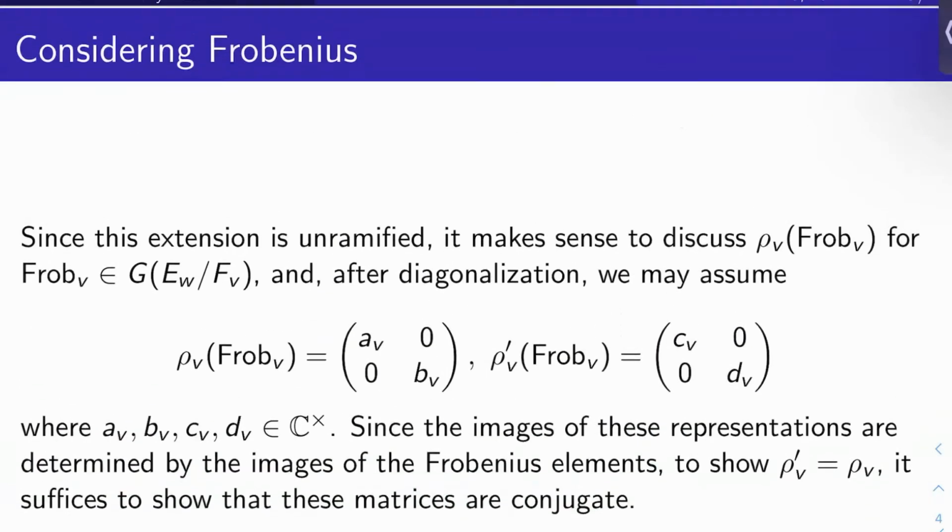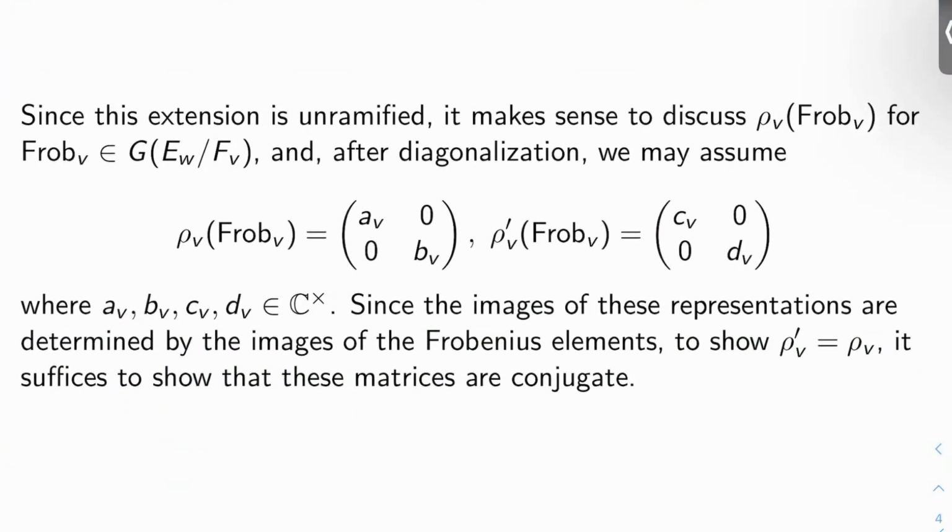Great. Perfect. Now this extension is unramified, so it makes sense to talk about things like rho sub v of Frobenius at v, for Frobenius at v in the Galois group of E sub w over F sub v. Okay, and the other thing is I can diagonalize. I can just assume rho sub v of Frobenius at v is the diagonal matrix with entries, let's call them a sub v and b sub v. And I can also assume rho prime sub v is diagonal at Frobenius sub v with diagonal entries c sub v and d sub v, where all of the entries of these matrices are non-zero complex numbers because I don't want to kill the determinant on accident.